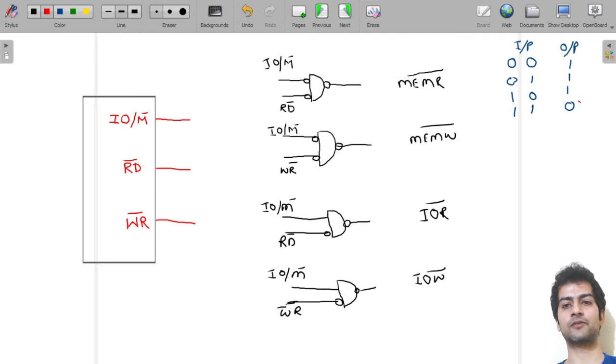We are interested in this 0 because, as I discussed earlier, all these functions, memory read, memory write, input output read, input output write, are active low signals. So we require 0 at their output. Only then will they be activated.